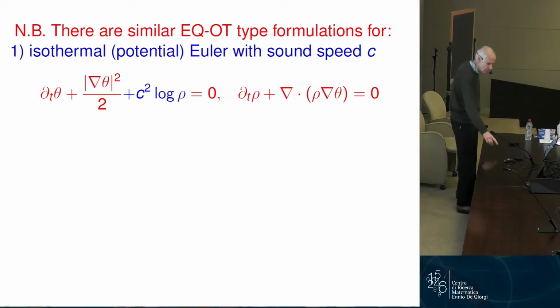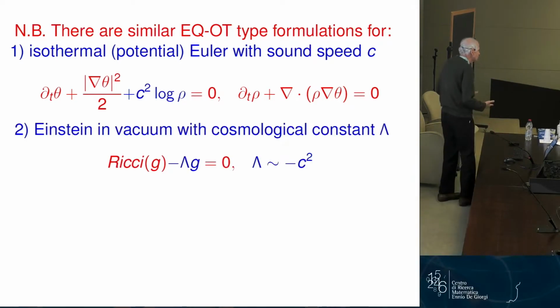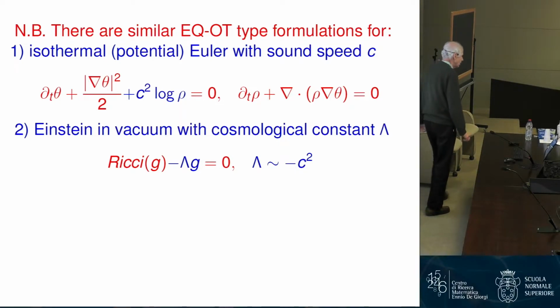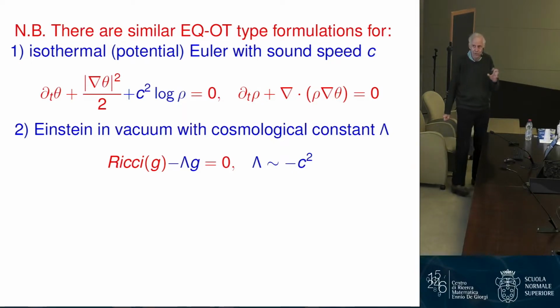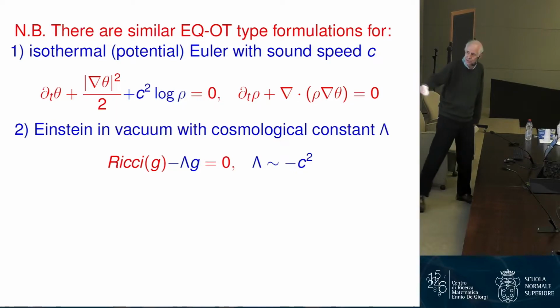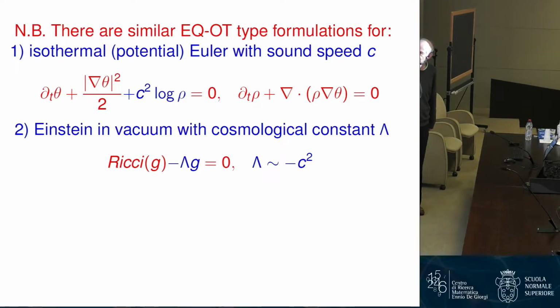Okay, and you can do something really looking the same at the algebraic level, I would say, if you add the cosmological constant to the Einstein equation, which means that the Ricci of the metric is proportional to the metric itself, with a constant, the so-called cosmological constant. So according to the physicists, the lambda is a tiny positive constant. So this corresponds, in the Euler framework, to an imaginary speed of sound.